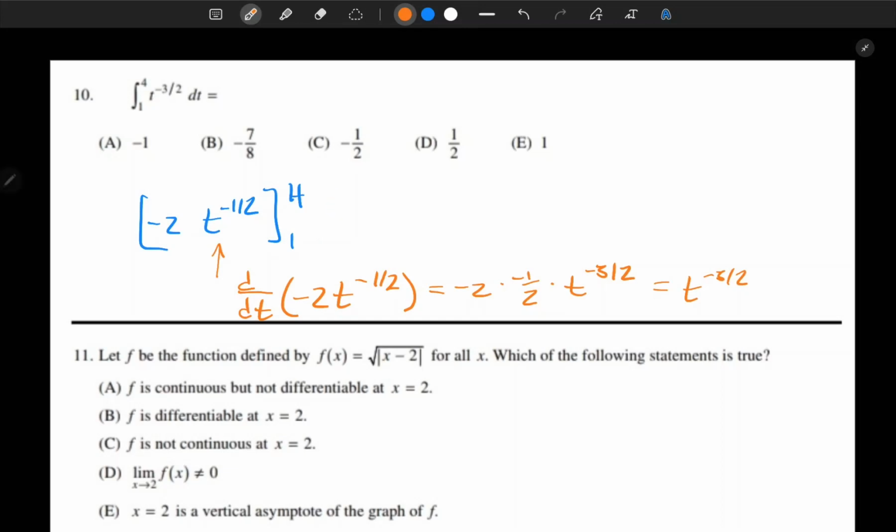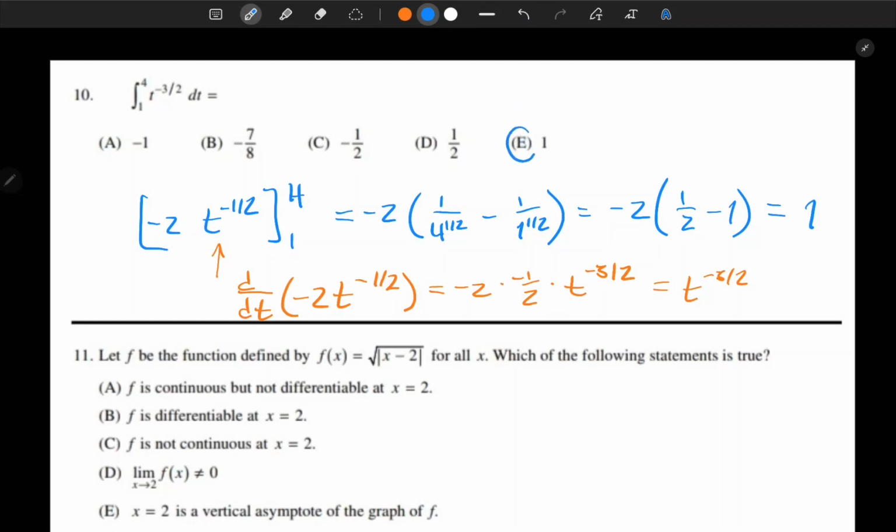Then we see that evaluating this, we get negative 2 times, well, it's t to the negative 1/2, so it's 4 to the negative 1/2, or 1 over 4 to the 1/2, minus 1 over 1 to the 1/2, which is equal to negative 2 times 1/2 minus 1, which is equal to 1. So the answer here is E.